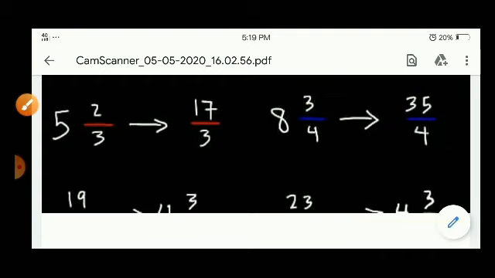I hope you have understood fractions and how to convert a mixed fraction into an improper fraction, that I have also told you. So now I will tell you how to do addition of fractions.